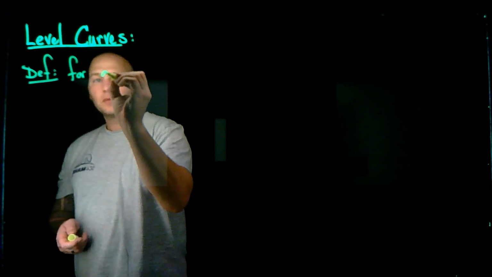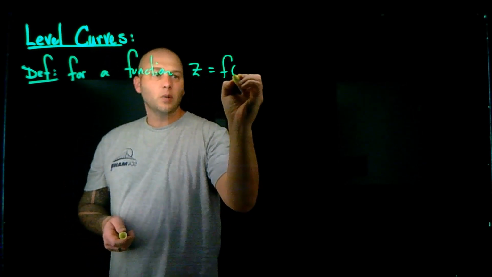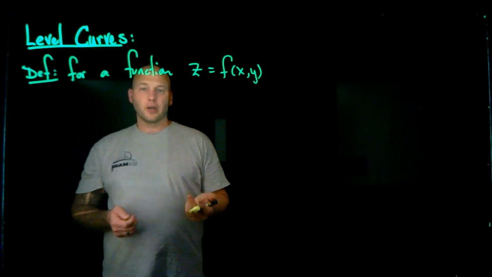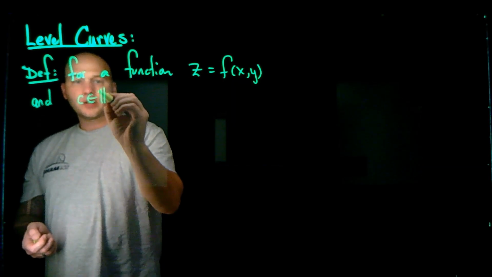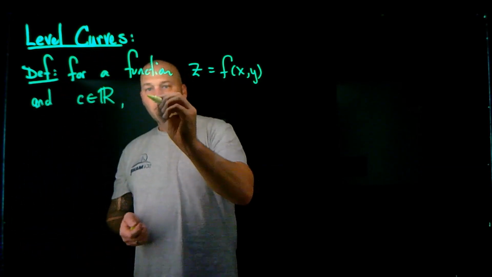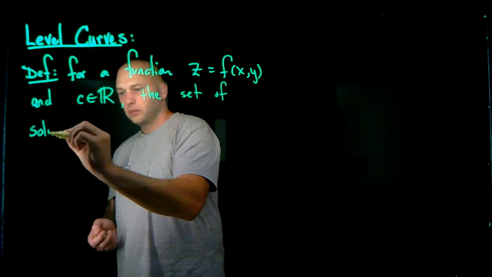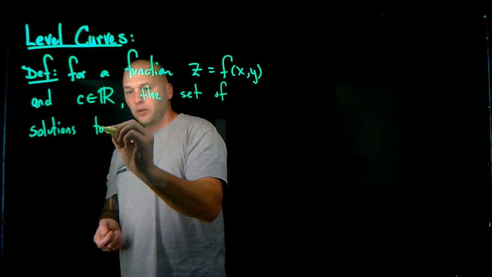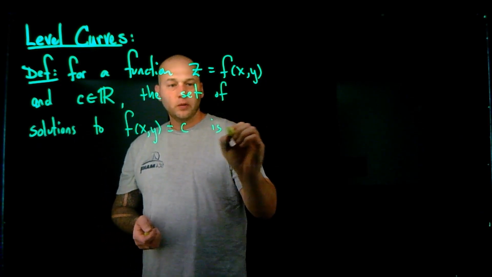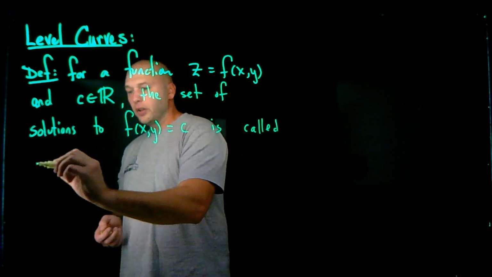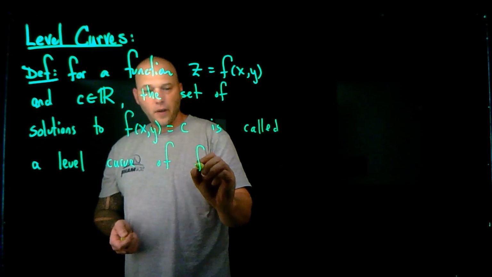For a function z equals f of x, y. So I have this function of two variables and a constant c. So c is going to be a fixed real number. The set of solutions to the equation f of x, y is equal to c is called a level curve of f of x, y.